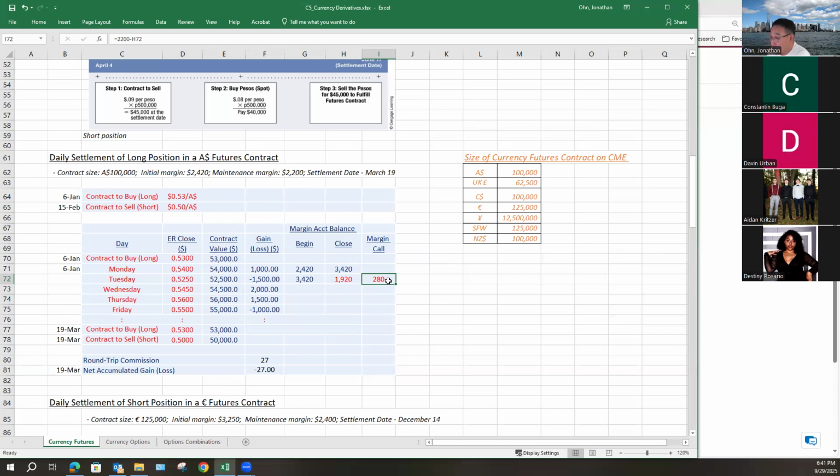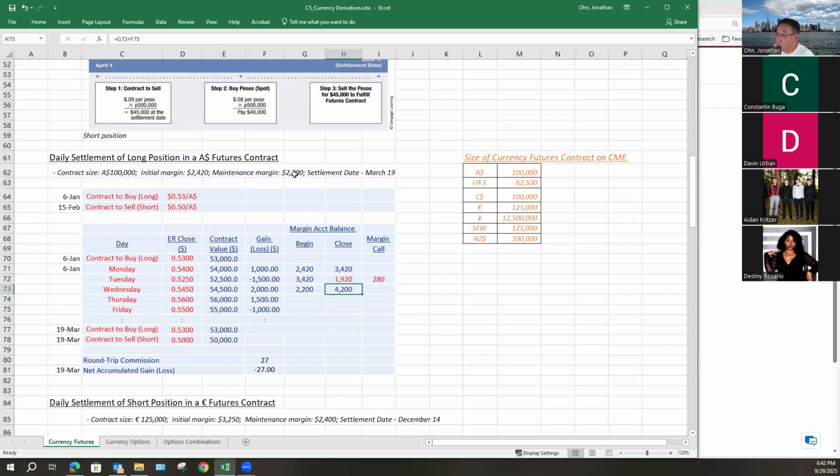Okay. So if you get a margin call from your broker, and you add $280, that will make $2,200 on Wednesday. So you're okay. All right. During the day, you got a $2,000 gain. So your closing balance, ending balance will be your beginning balance plus your gain, this one there.